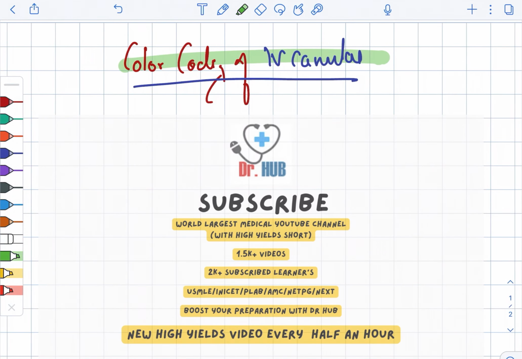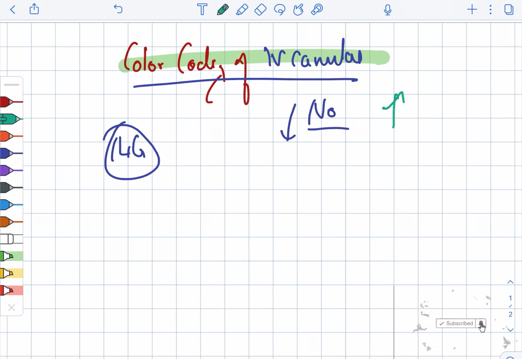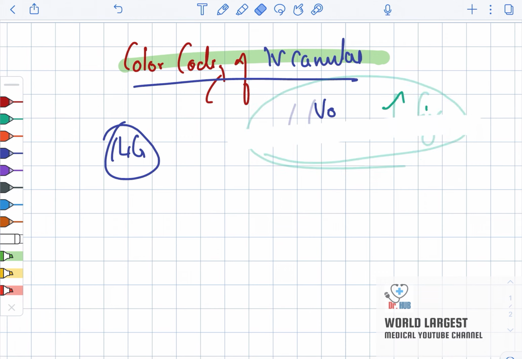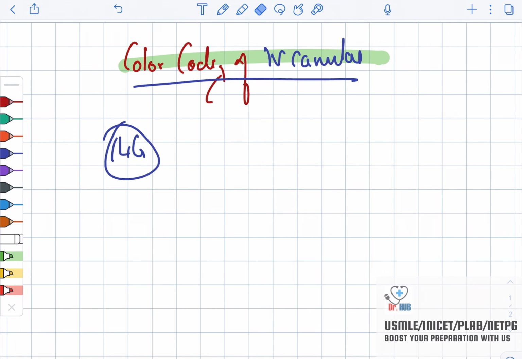Color coding of the IV cannulae. One thing to note is that the gauge number is low. If the number is low, that means the size is high. The number is inversely related to the size. So if you look at 14G, it is actually the biggest.